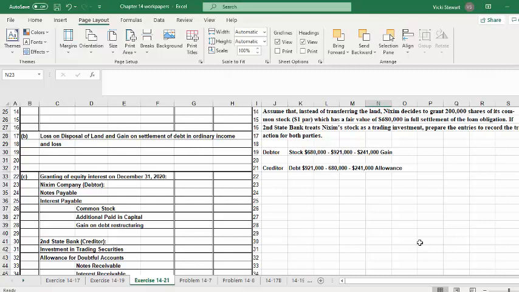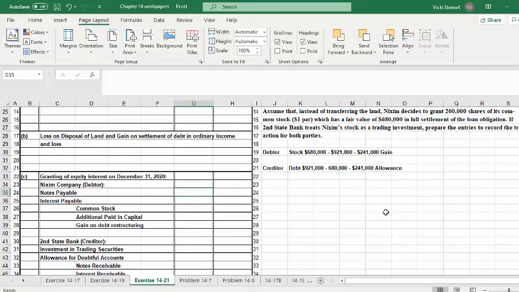So this time, Nixum is going to be exchanging stock, their own stock that's worth $680,000, in exchange for the $921,000 total debt. And so they will still recognize a $241,000 gain on the restructuring. The bank will be accepting, in lieu of the $921,000 owed to them, the stock that is worth $680,000. So again, there would be a debit to the allowance for doubtful accounts of $241,000.